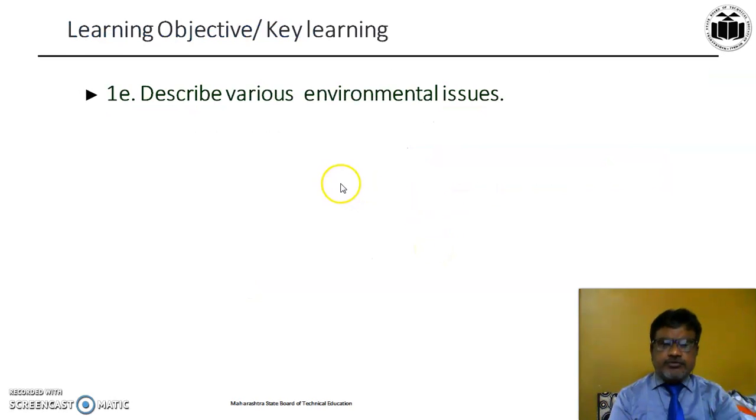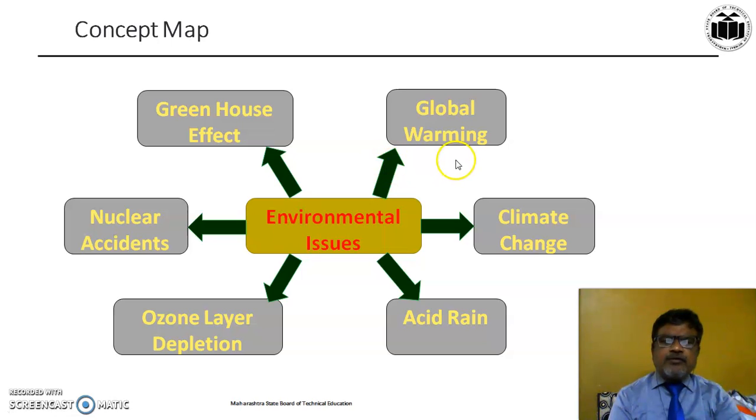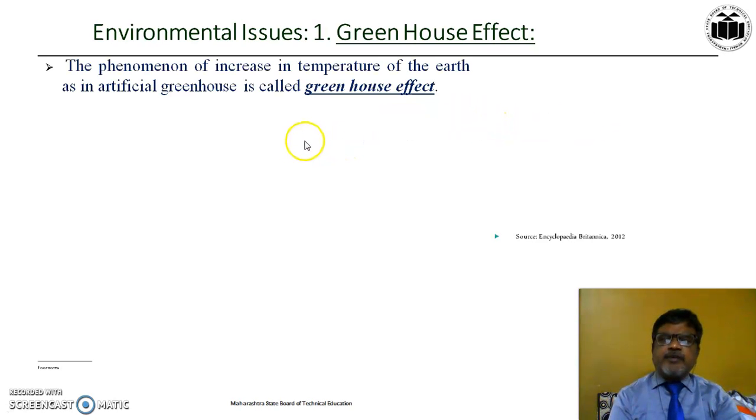The learning objective is to describe various environmental issues. Now look at the concept map of today's lecture. Environmental issues: there are various environmental issues such as greenhouse effect, global warming, climate change, acid rain, ozone layer depletion, and nuclear accidents. So today we have to study greenhouse effect, global warming, climate change, and acid rain. So the first environmental issue is greenhouse effect.